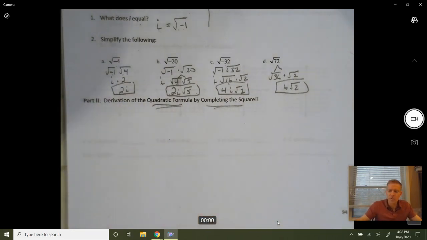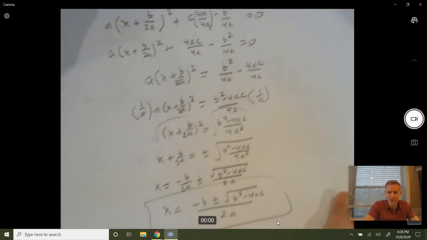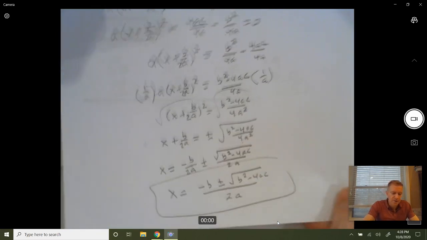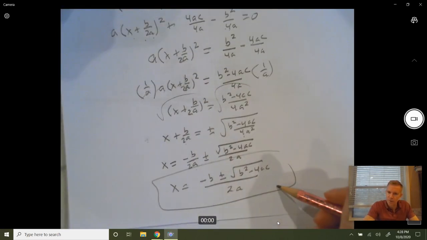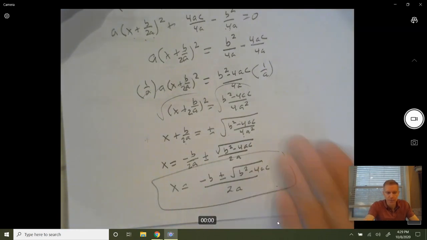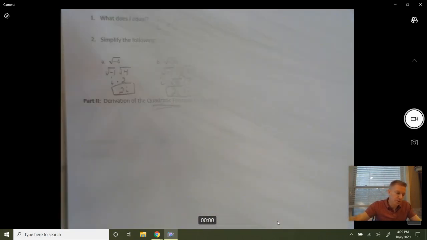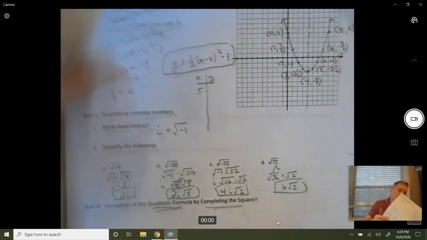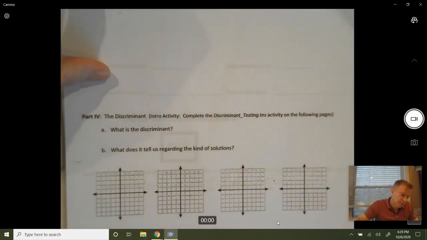Don't worry, you are not required to memorize this. I just think it's neat to see. And this is a formula. Maybe you've seen it before. I'm sure you've seen it before. But it's nice to know that now we know the math behind where this came from. So we were able to use completing the square to come up with that. Okay, and let's go to the next page.